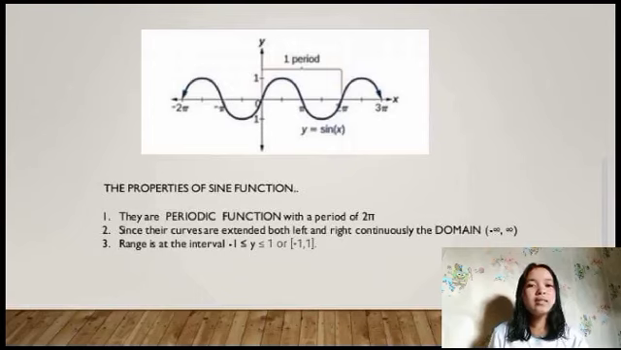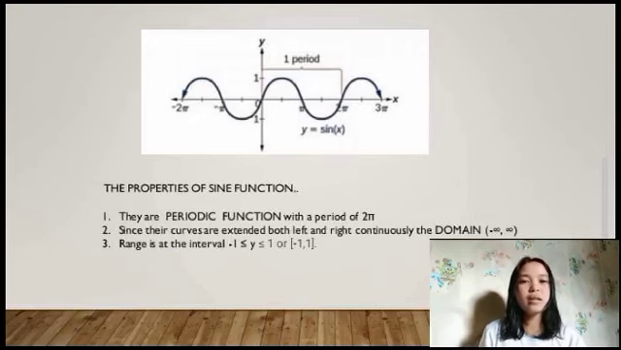Next, since the curves extend continuously both left and right, the domain has no restrictions. So there is no restriction on the value of x.